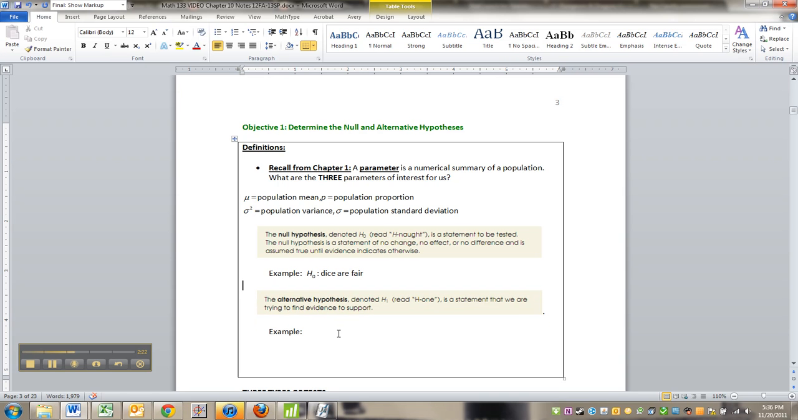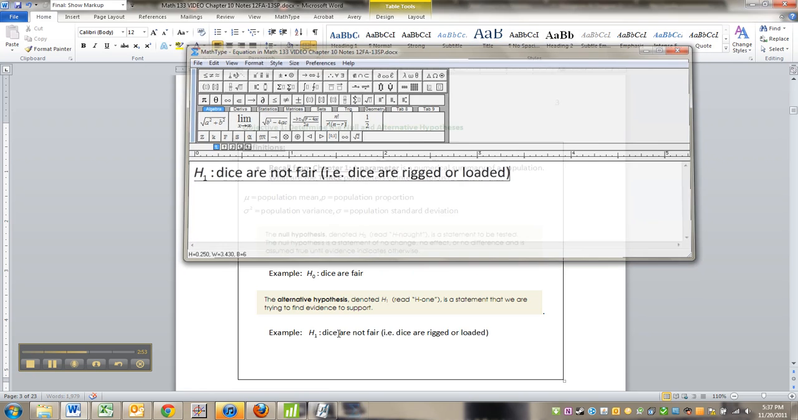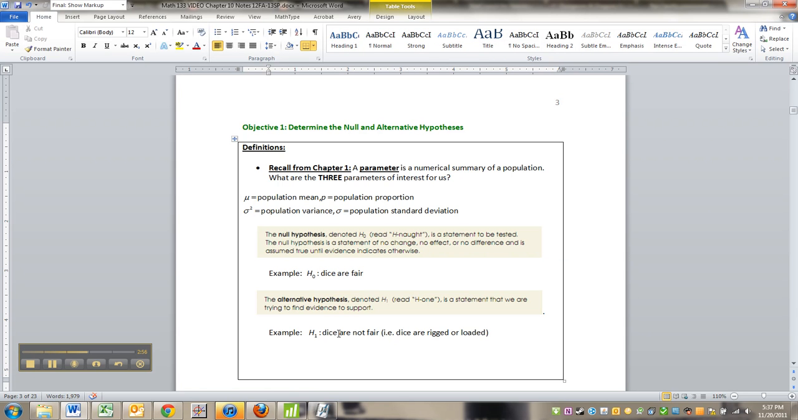Okay? So the alternative hypothesis would be what you would suppose if the dice were not fair. Right? So it's read H1 or Ha. Some books will have it as H lowercase a, like this; some books will say H1, either way. And what it is: the dice are not fair, i.e. dice are rigged or loaded. There's the alternative hypothesis.